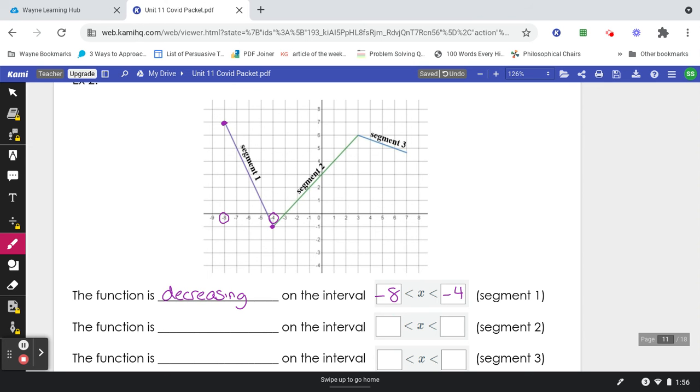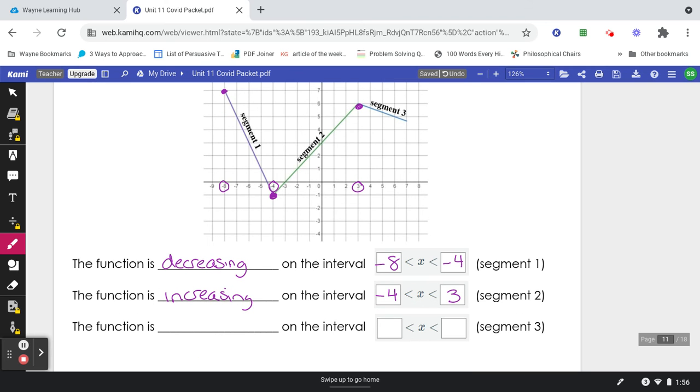And then segment 2, the green part, it's increasing. It's going uphill from -4, that point, all the way to 3. And segment 3, going back downhill, so decreasing from 3 all the way until 7.